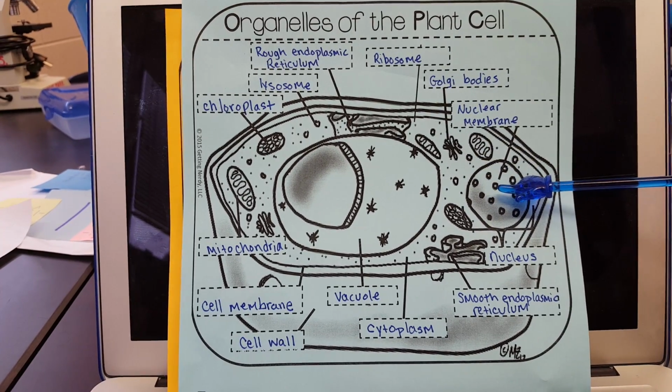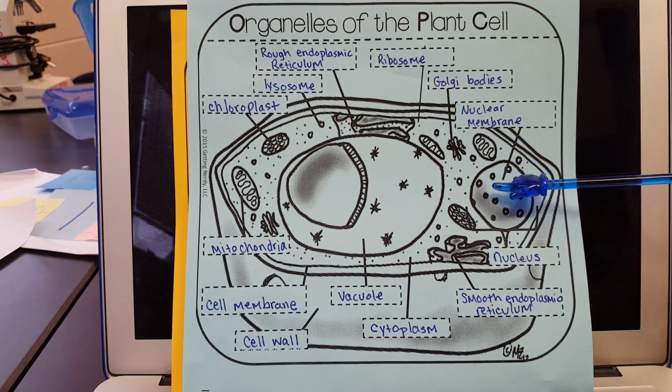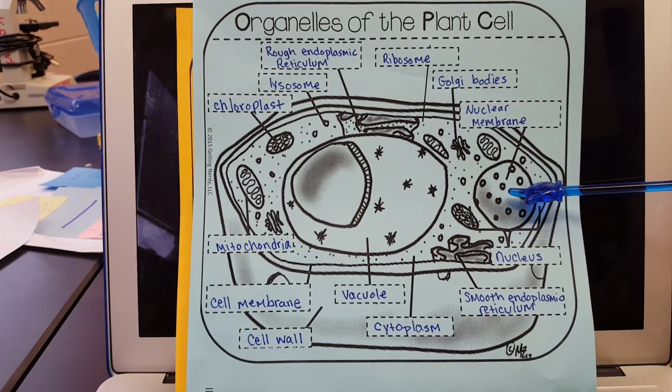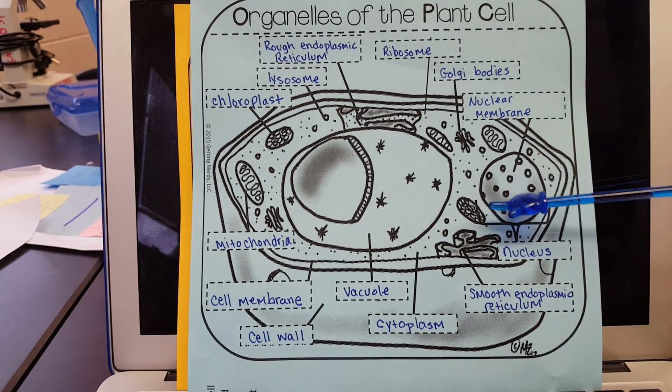Now, this diagram doesn't show the inside of the nucleus, but inside we definitely would have the chromosomes. We would have a nucleolus, but this is just showing a closed view.